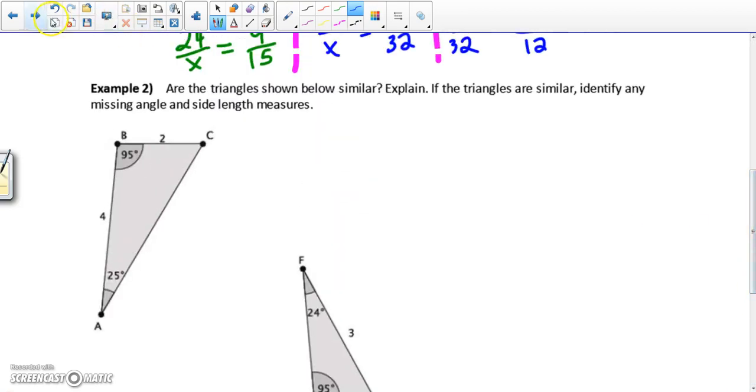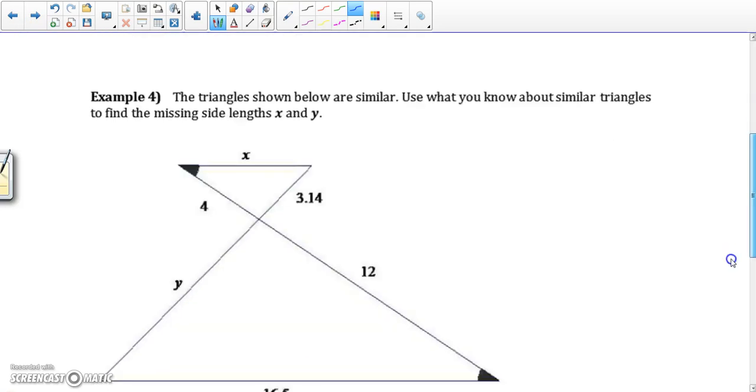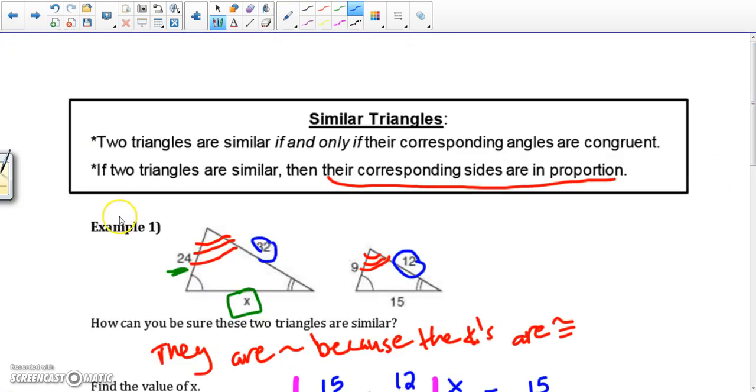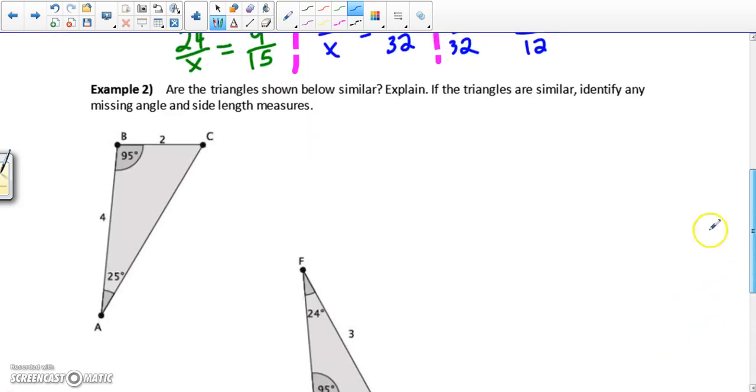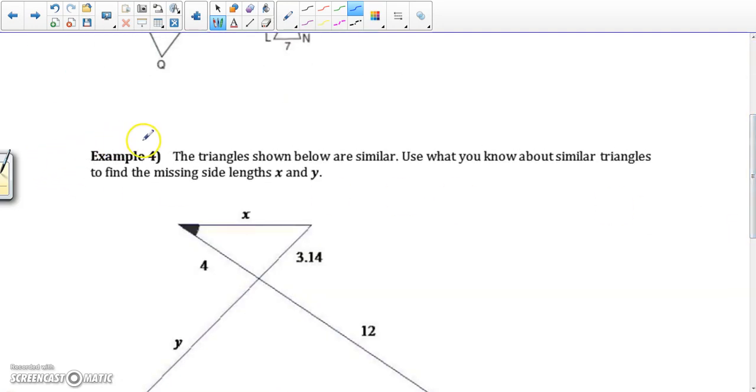Why don't we say, let's see, what else do I have going on here? Why don't we say these three will be your homework? Alright, so we're on page number 12. Example 2. Example 3. And example 4.